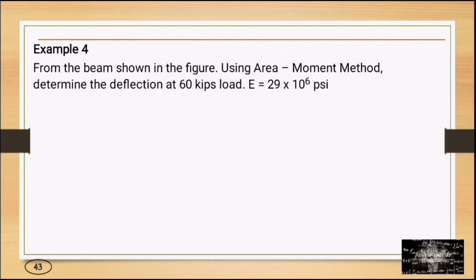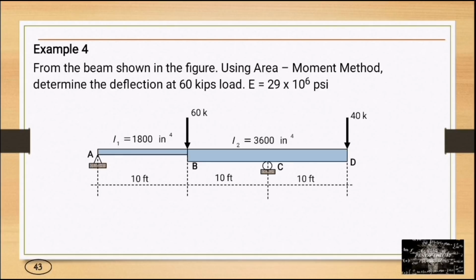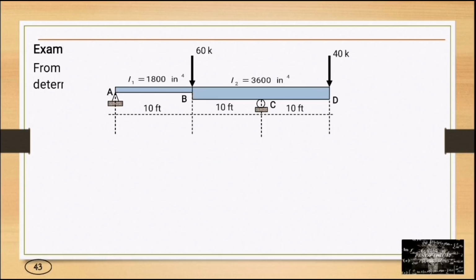Example number 4. For the beam shown in the figure, using the area moment method, determine the deflection at the 60 kips load. Our E is equal to 29 times 10 to the power of 6 psi. Solution: using the equilibrium equations, reaction at A is equal to 10 kips, then reaction at point C is equal to 90 kips.